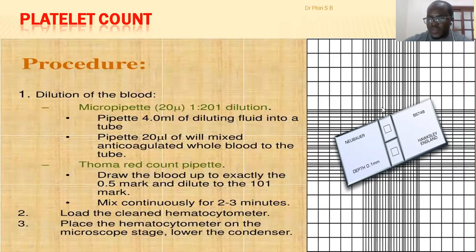So in short, you just count the platelets that are found within this bigger square at the center of the Neubauer slide. You can see you have two portions where you can do your counting, portion one and portion two. You can count here, then you can count there, and then you get the average so that you have more accurate results.